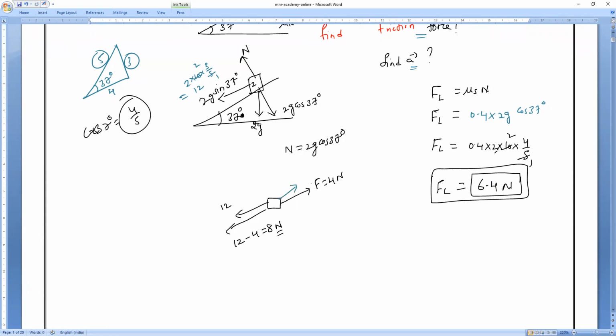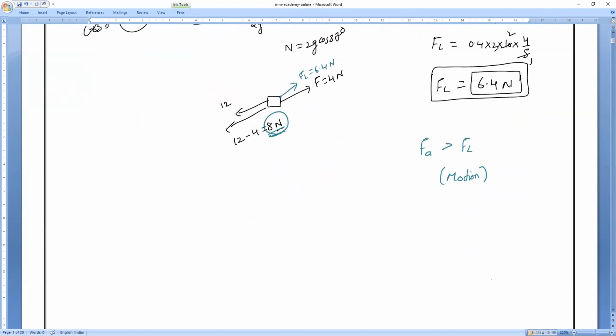And what is the frictional force, the limiting friction? F_L is equal to 6.4 newtons. See that the applied force, F applied, is 8 newtons. So F applied is greater than F limiting. So is the body said to be in motion or in a state of rest? Motion. In motion means the body is having what friction, kinetic friction or static friction? Kinetic friction.